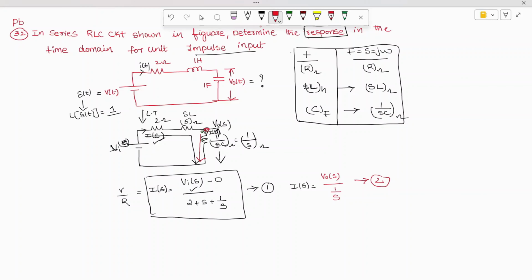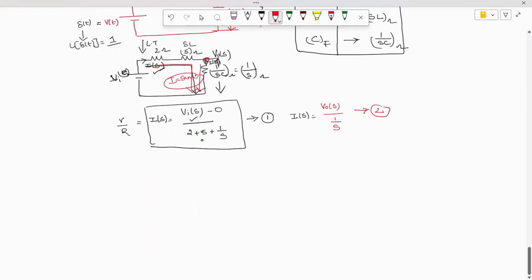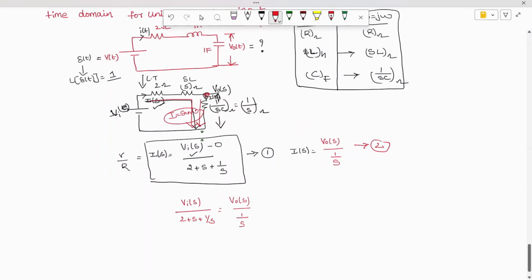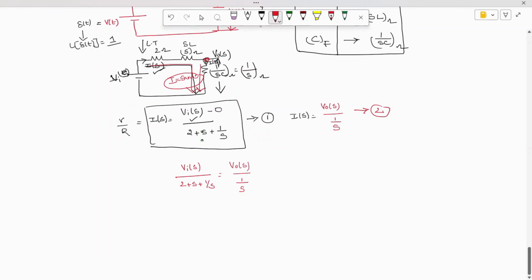You can see here that all three resistors are connected in series, so I can say the current is the same, or constant. So I can equate the first equation to the second equation. Then I get V I of S divided by 2 plus S plus 1 by S is equal to V naught of S divided by 1 by S. We need to find V naught of t. For that, V I of S, which we already solved, is nothing but an impulse signal.